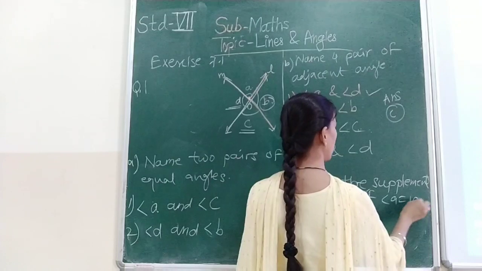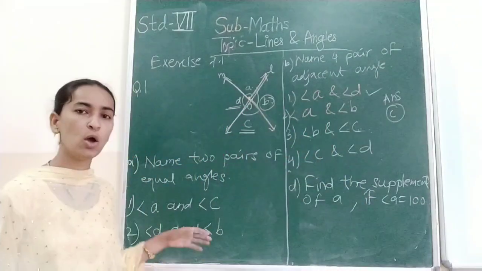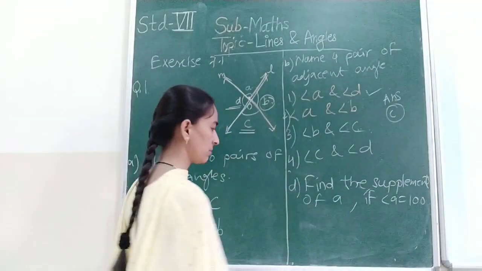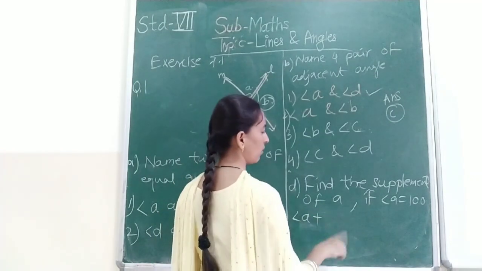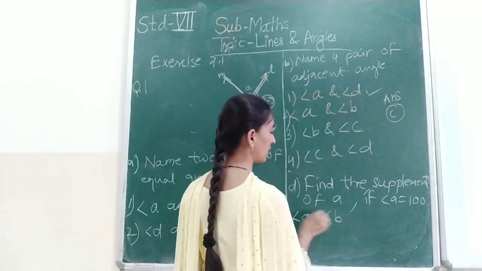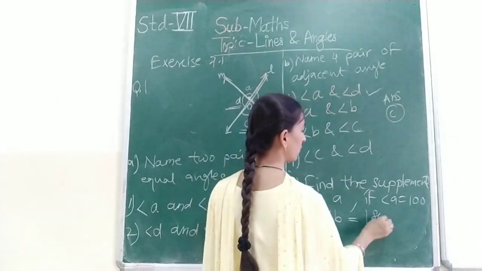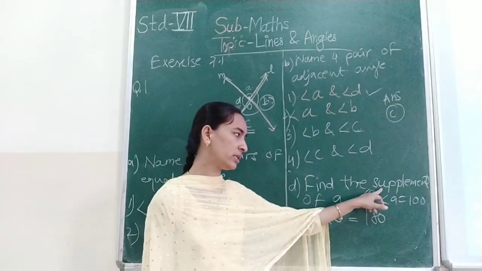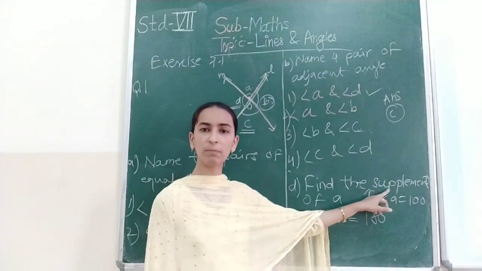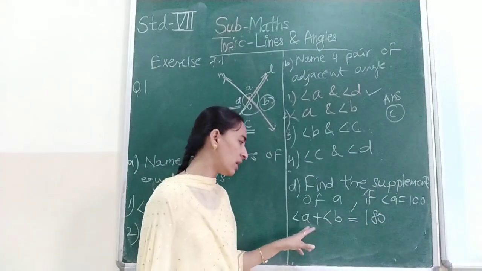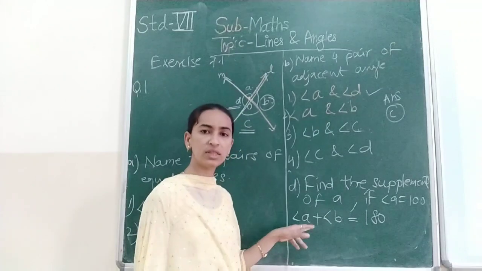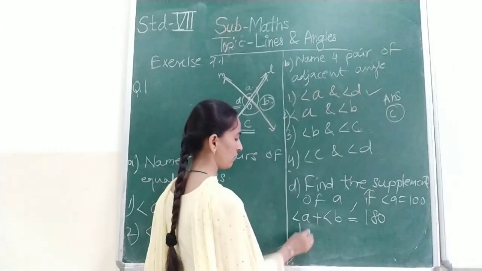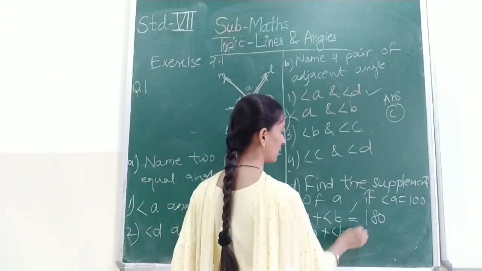If angle A is 100 degrees, what should be the next angle? Because the addition should be 180, angle A plus whatever the next angle is, I am writing that angle as B, and it is 180 degrees. The addition should be 180. Why 180? Because in the question itself supplement is given. Supplement means we have to find the angle whose addition with A is 180. Now A is already given, put the value of A. We have to find the second angle.